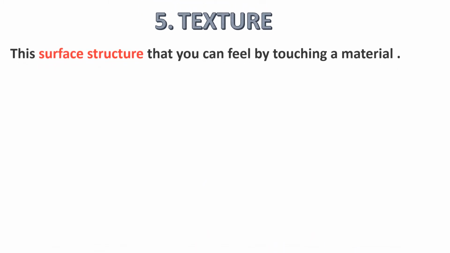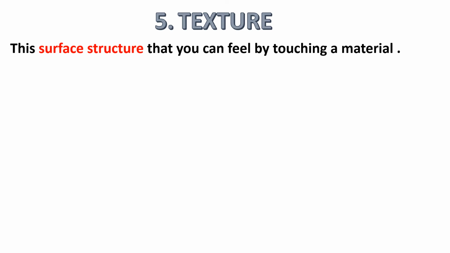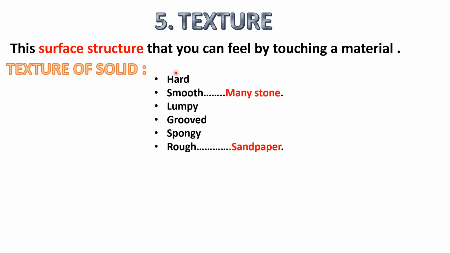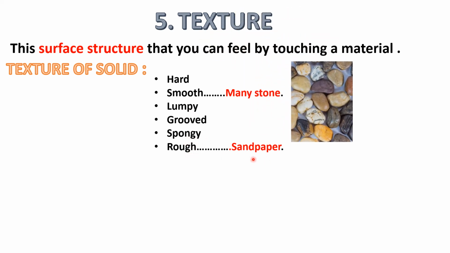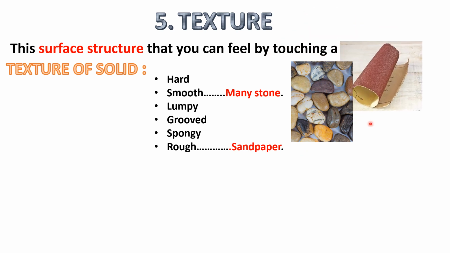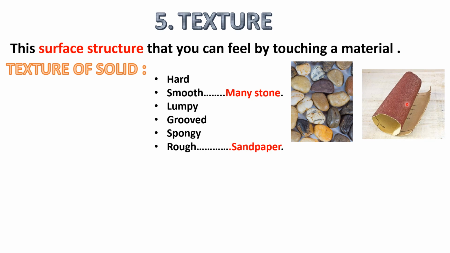The fifth property is texture. What is the meaning of texture? It is the surface structure that you can feel by touching a material. Texture of solids: hard, smooth like many stones, lumpy, grooved, spongy, rough like sandpaper. This is many stones, smooth, and rough like sandpaper.